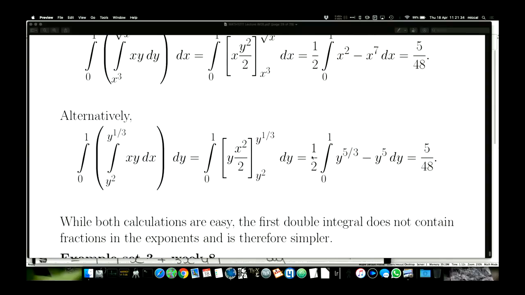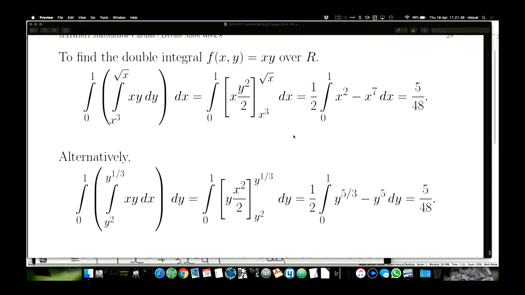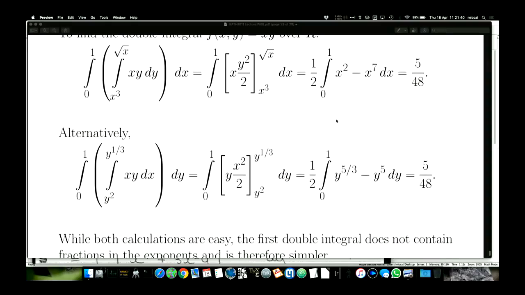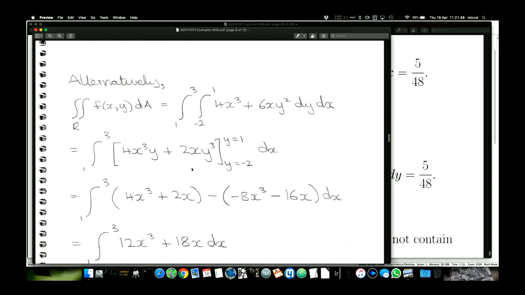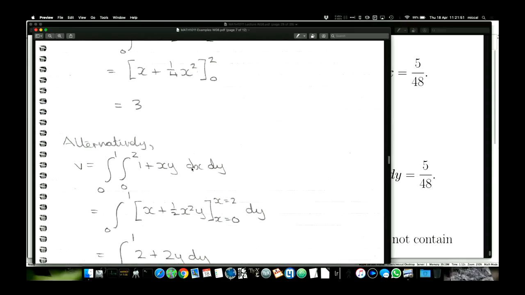Now, so both calculate. The first double integral is a little bit easier because it doesn't involve fractional powers, but really about the same difficulty. Okay. Now, there's a couple more examples here. All right, and a couple of them I want to work through.